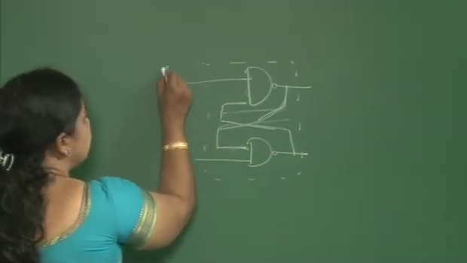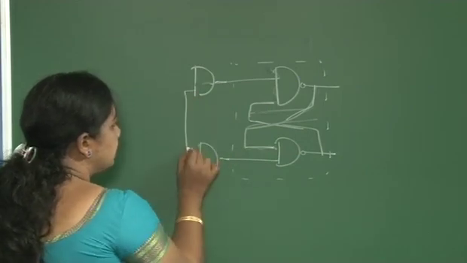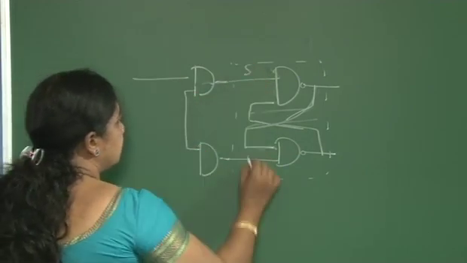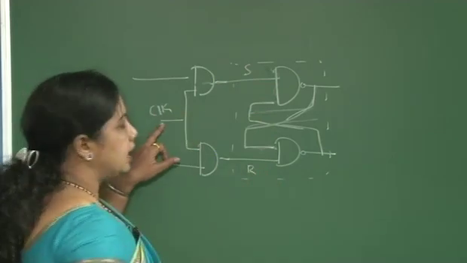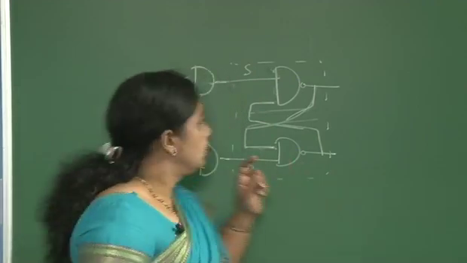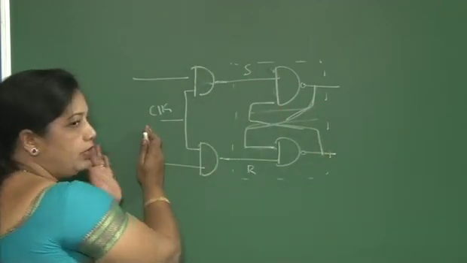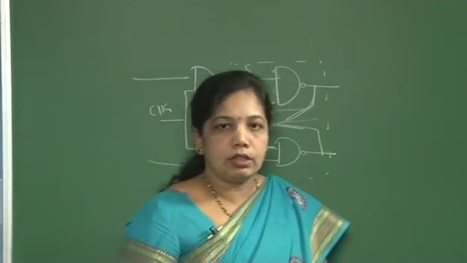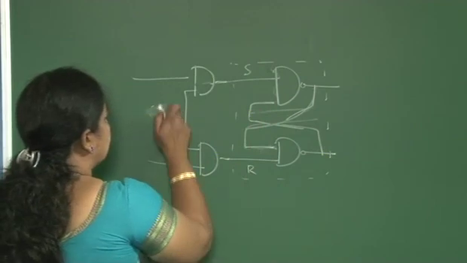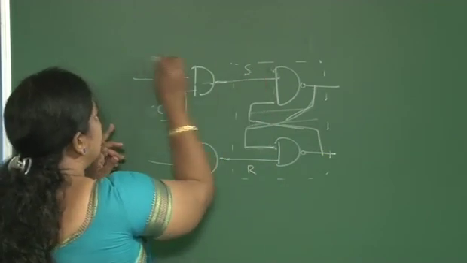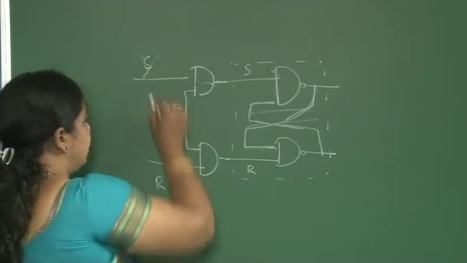So how to introduce clock for this? I introduce two AND gates. I connect these two AND gates and give an additional signal called clock. So this is an SR latch. On top of it, if I add two AND gates with a clock, this becomes an SR flip flop. So now how to convert this SR flip flop to JK?